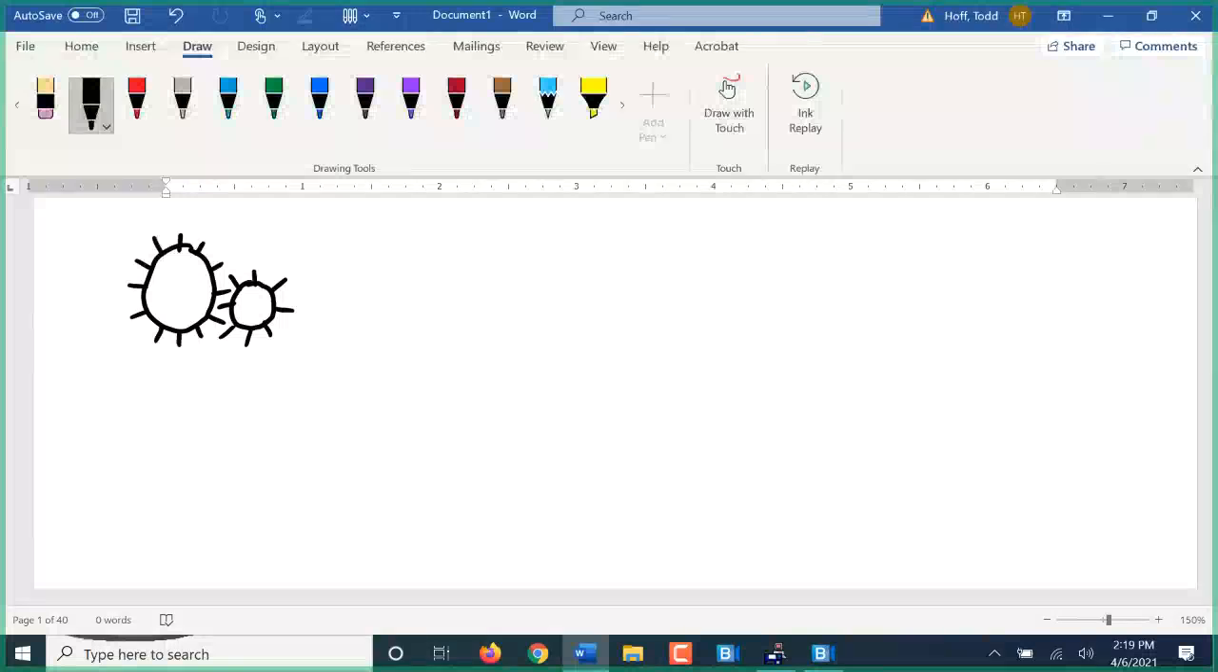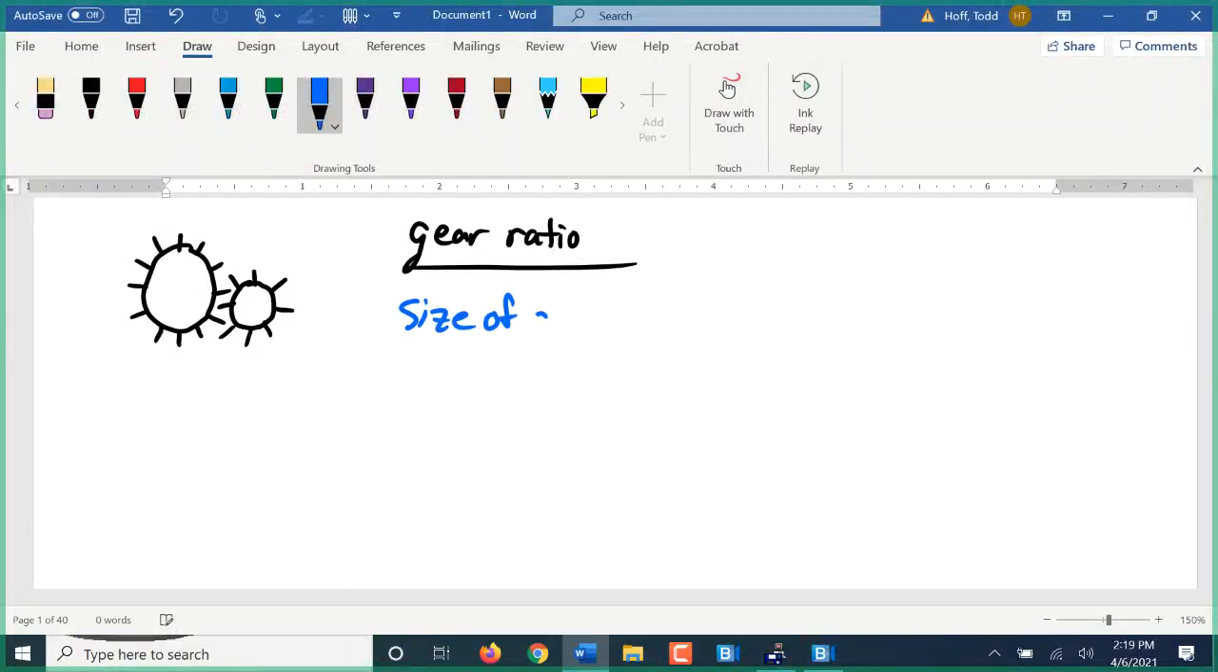If you haven't figured it out yet, these are gears. We're going to talk about a gear ratio. I know they look like two suns trying to hug each other or something like that. So anyway, a gear ratio goes off the size of the gears. So it's the size of the driven gear compared to the size of the driving gear.